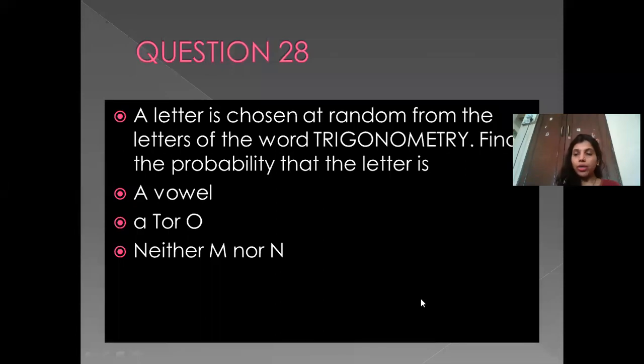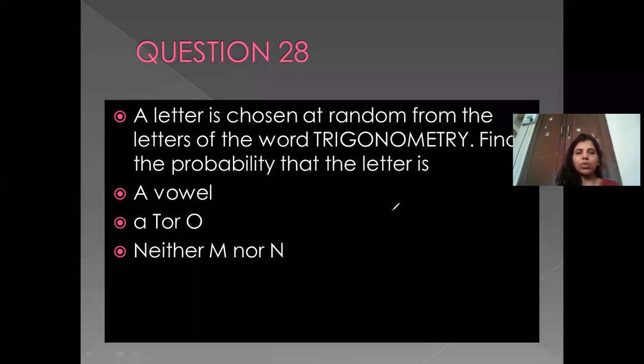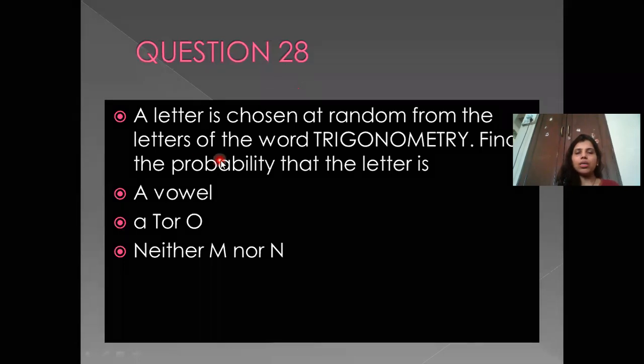Hello children, good morning. Today we are going to start with exercise 21 question 8. Here you can see the question on the screen. According to the question, a letter is chosen at random from the word trigonometry. Find the probability that the letter is a vowel, a T or O, neither M nor N.